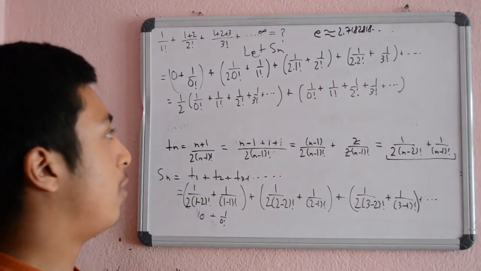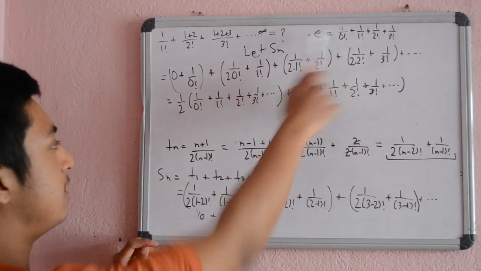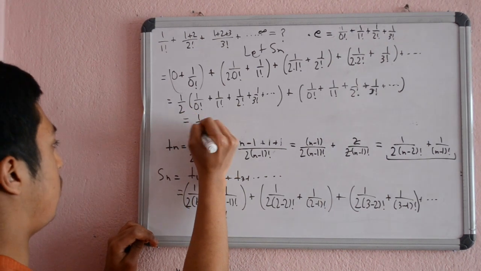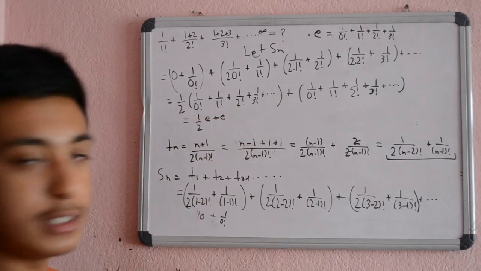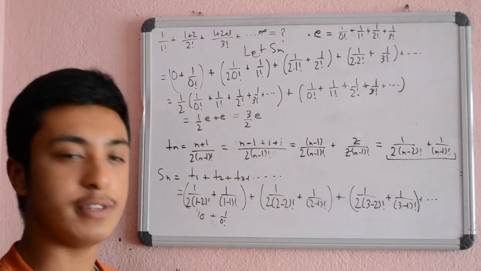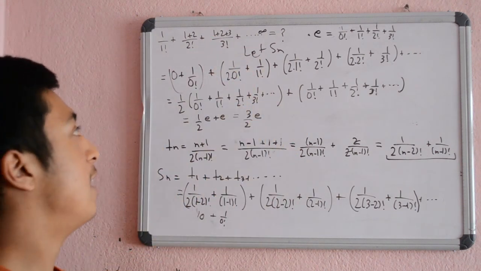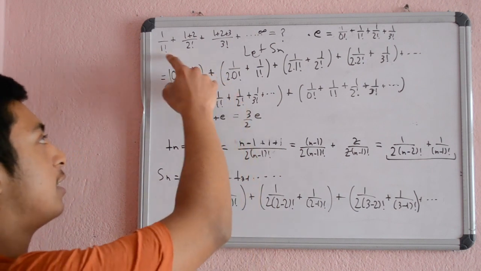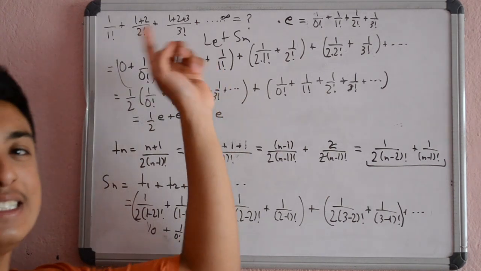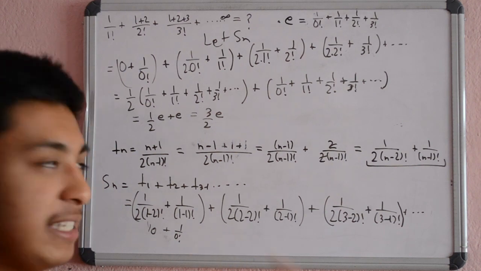And earlier I wrote the expansion of e right over here. So you can see this is just e. So all we have is half of e plus e, which is just 3 by 2 e or 1.5e. That is it. We have found our value for this series right here. And if you have factorials in the denominators, just remember the series for e. So from that, just use the expansion of e whenever you see a factorial.